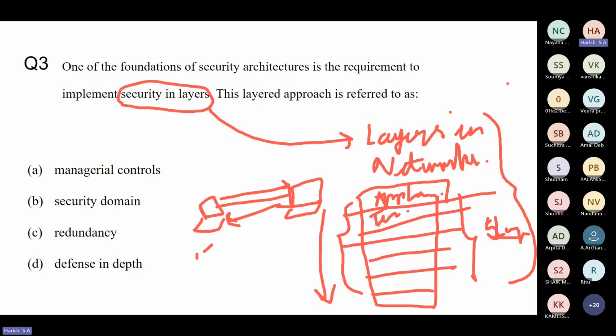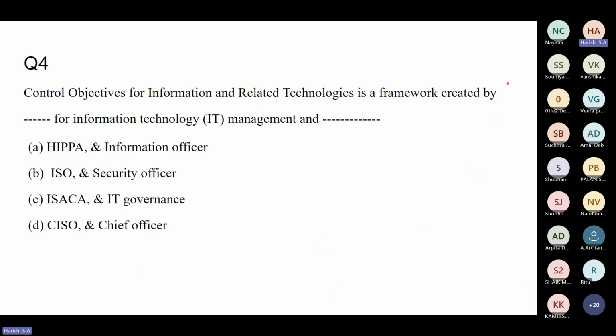Once again, directly from the videos. Control objectives for information and related technologies is a framework created by ISACA for IT and management. Once again, these are all directly from the theory, so nothing much to explain here as far as I'm concerned. I'll be giving you the answers towards the end of the session.